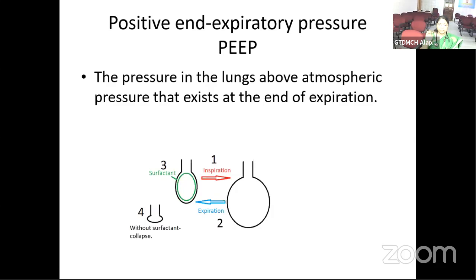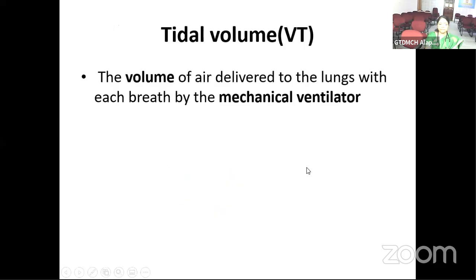So this should not happen. You should give a pressure at the end of expiration. You have to keep a pressure so that the alveolus is slightly distended and does not go into complete sticking. That pressure in the lungs above the atmospheric pressure that exists at the end of expiration, to prevent the collapse of the alveolus, is the PEEP. Not only in ARDS, but in all ventilatory settings, PEEP, positive end expiratory pressure, will prevent the alveolus from collapsing.